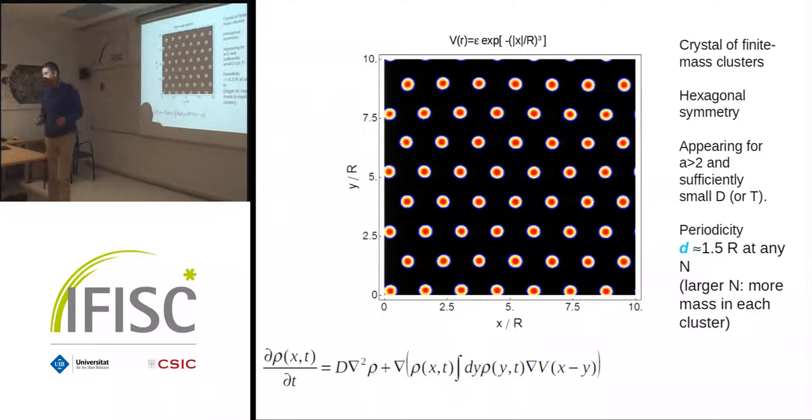We are now working on energy approaches, and with the hexagonal you obtain the minimum. Equilibrium is always related to the minimum of energy, and the minimum of energy is hexagonal.